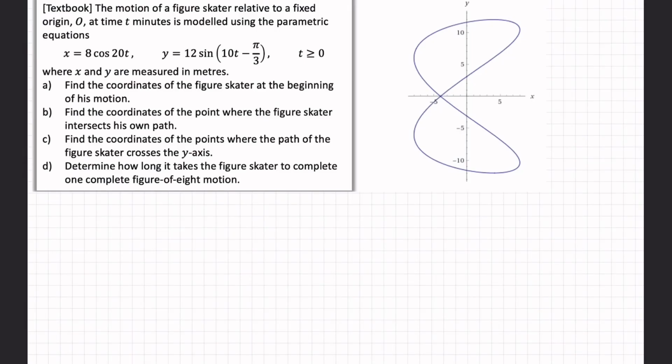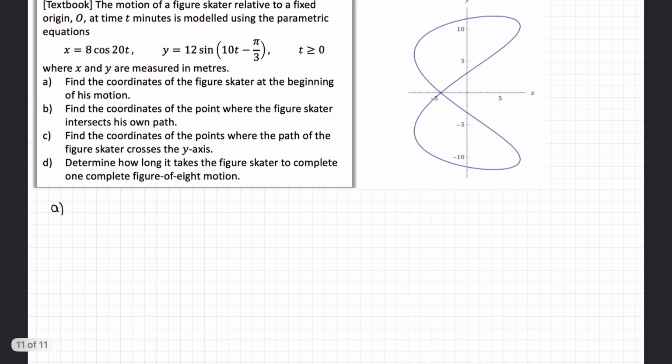Okay, we're looking at a modeling parametric equation question from the textbook, 8.5 Edexcel, I think it's example 13. So we have the motion of a figure skater relative to a fixed origin O. At time t minutes, it's modeled using the parametric equations x equals 8 cos 20t, y equals 12 sine brackets 10t minus pi over 3, where time, in this case, for an ice skater, is greater than or equal to 0. So question A.